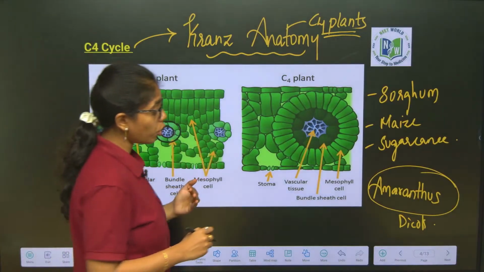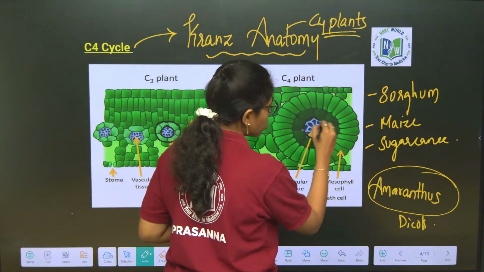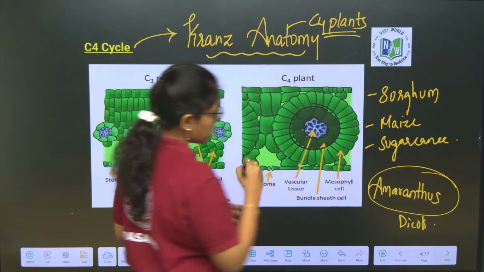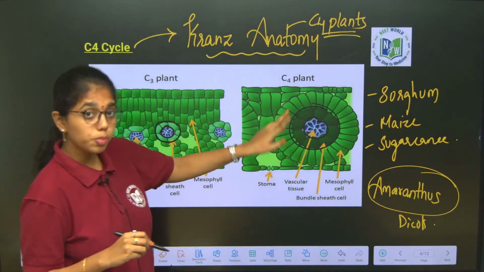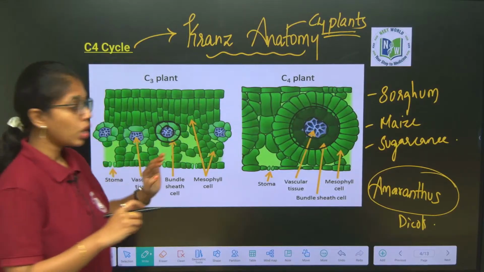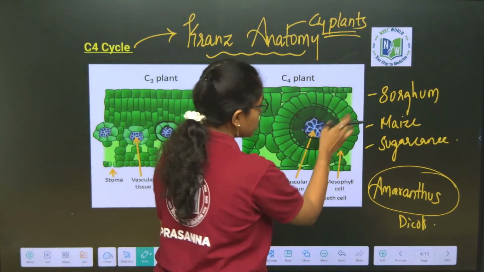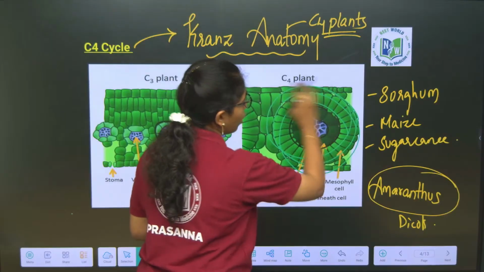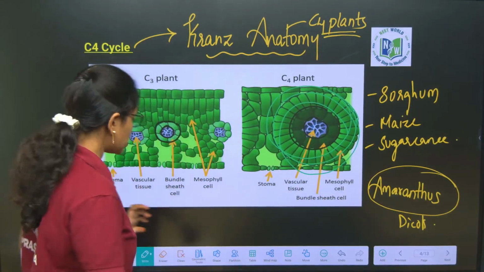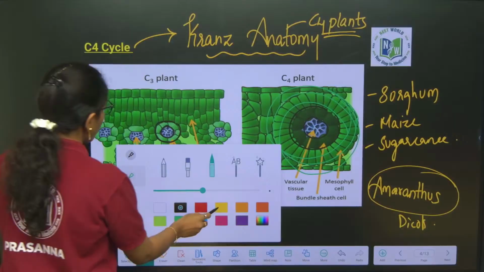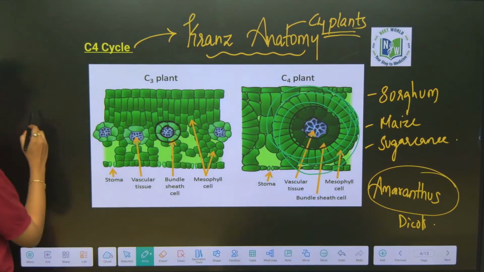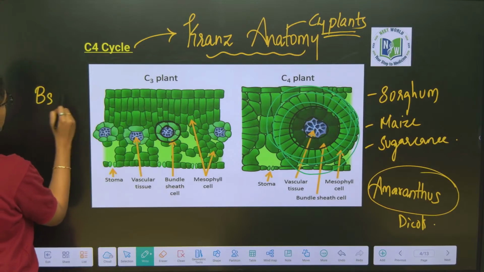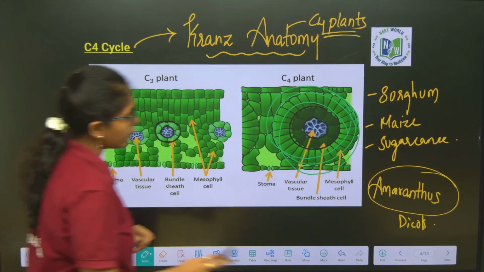But in C4 plants, the vascular tissue is surrounded by bundle sheath cells of many layers, and there is no intercellular space in the bundle sheath cells. Many layers of bundle sheath cells will be surrounded around the vascular bundles. These bundle sheath cells will be having agranal chloroplast.